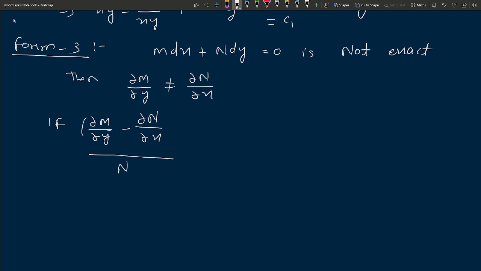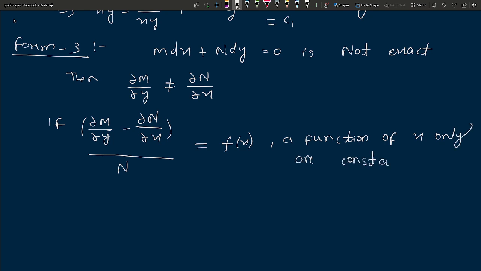If this is equal to some function of x only, or constant, either it will become a function of x, or you will find a constant like 1, 2, 3.